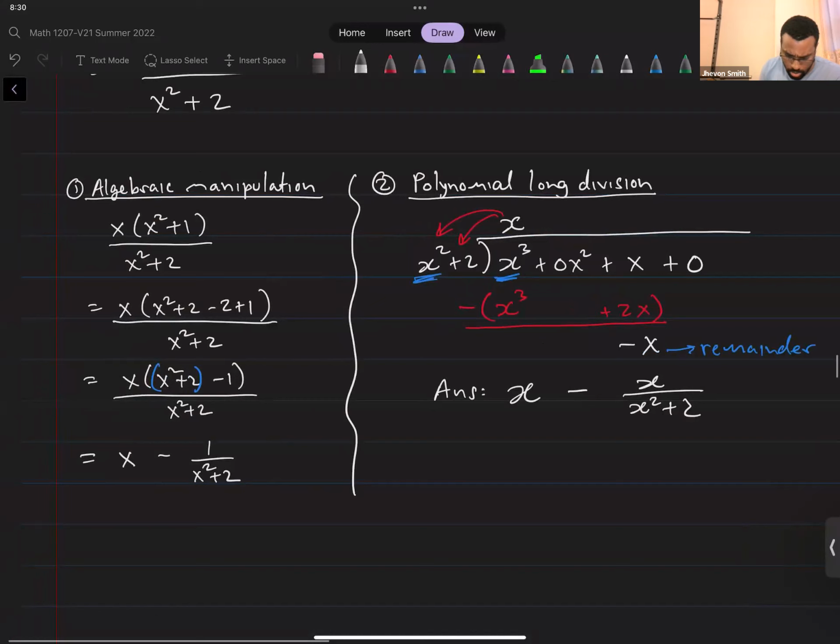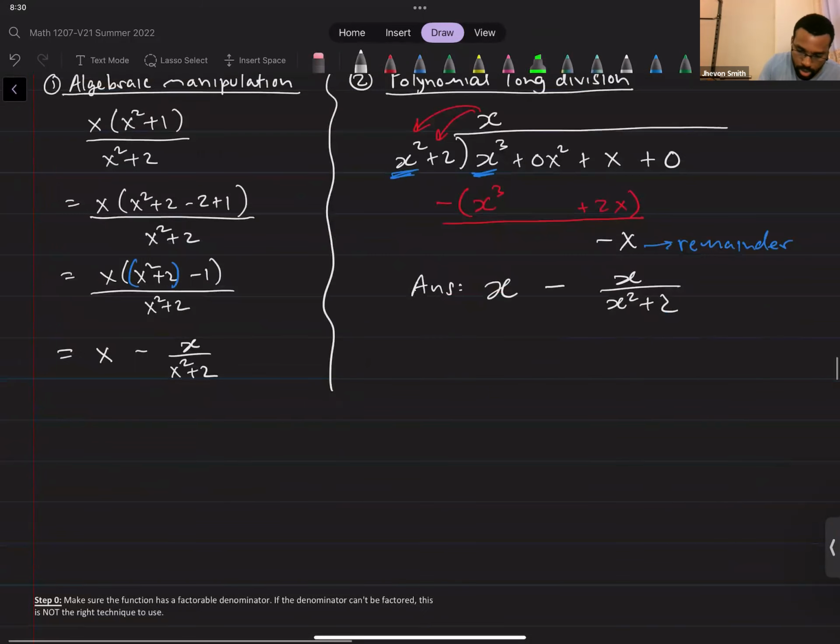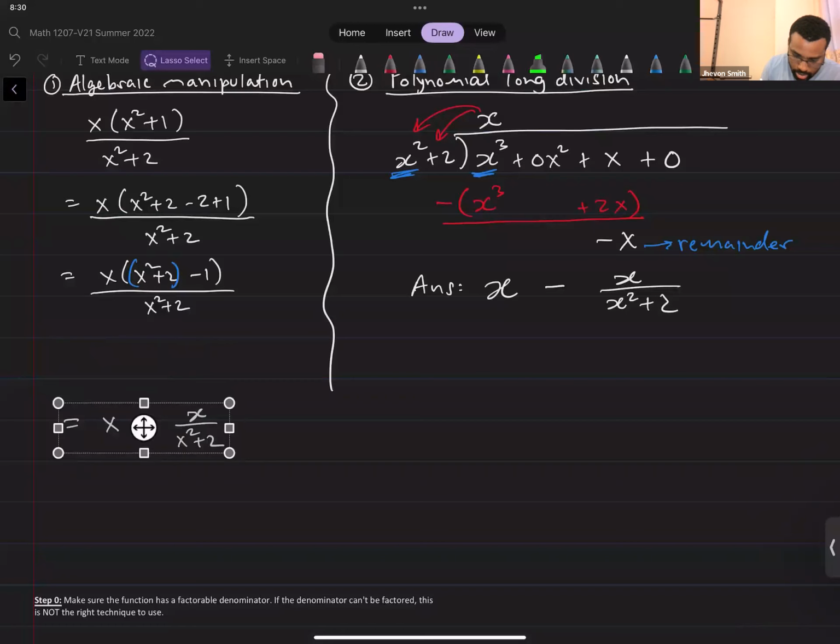Wait, did I? Oh, this is supposed to be an x. Skipping steps, making mistakes. Actually, write out that step.